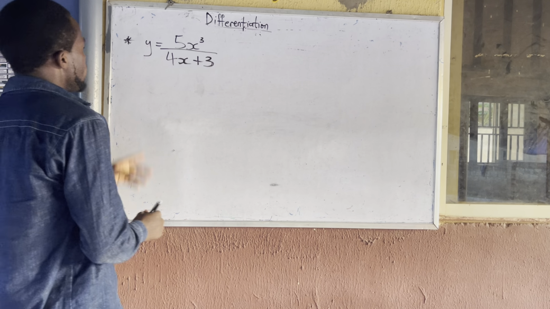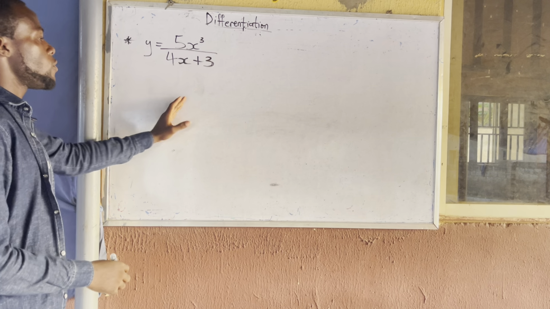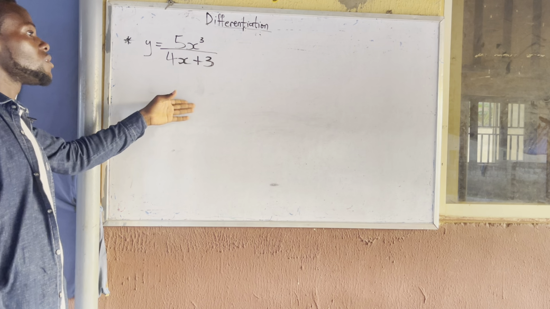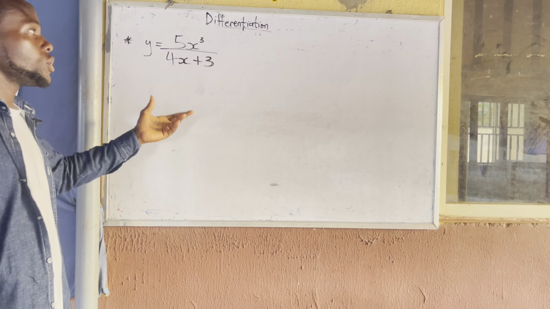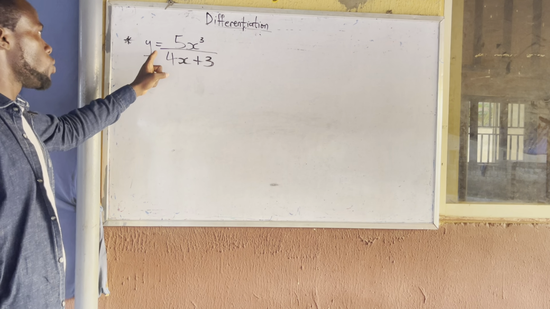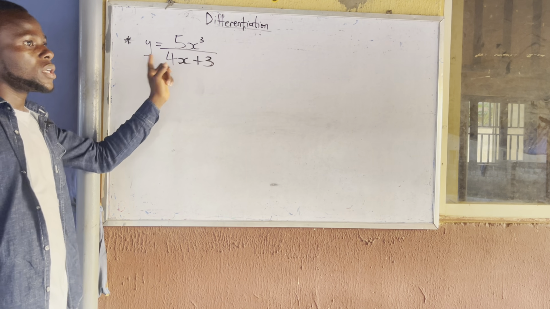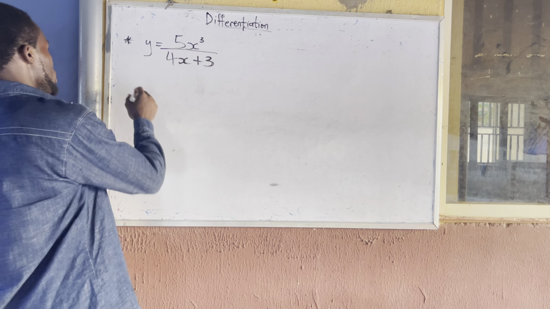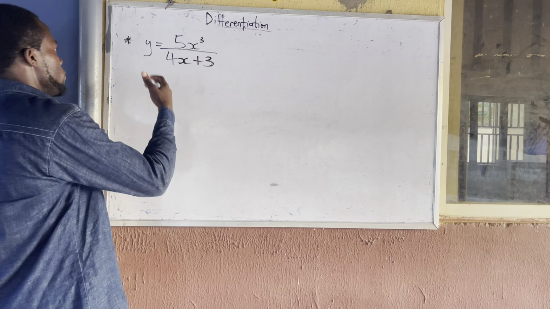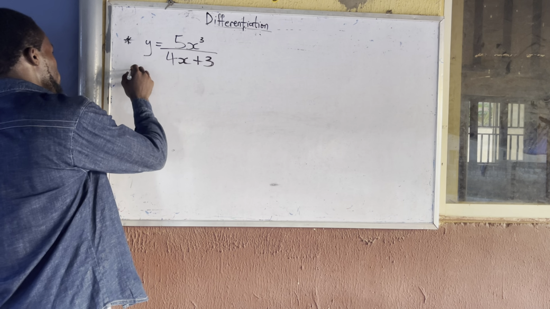So we have y equal to 5x raised to power 3 over 4x plus 3. In this case now, this is quotient rule. Quotient means division. So this is quotient rule now, because you can even see the division line. So for quotient rule, this is the formula. We want to find the derivative using quotient rule. So this is the formula.